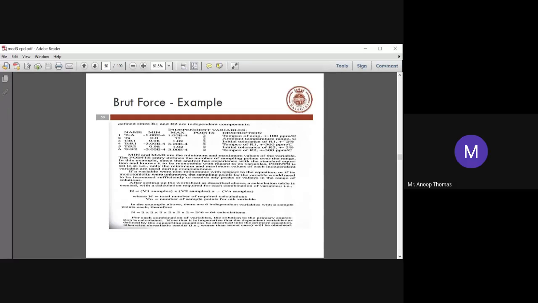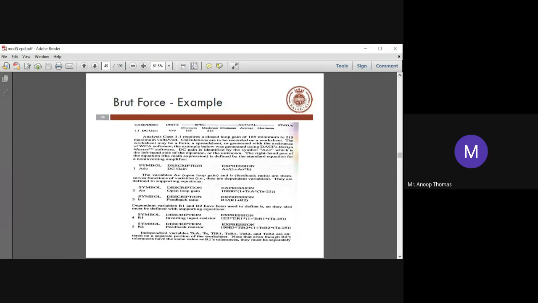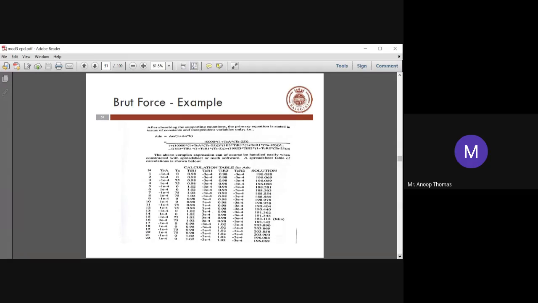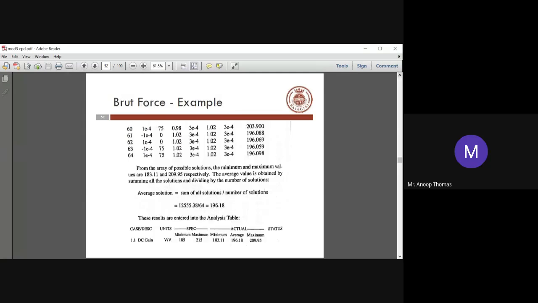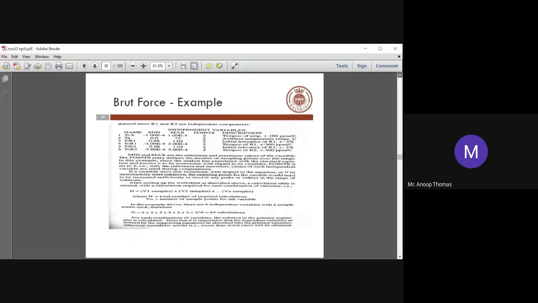You got the idea. So this is the way in which you do your brute force analysis. This is an example scenario. You go back to the equations, identify the things, and find out how they have done it. So that's about how to calculate your minimum and maximum values.